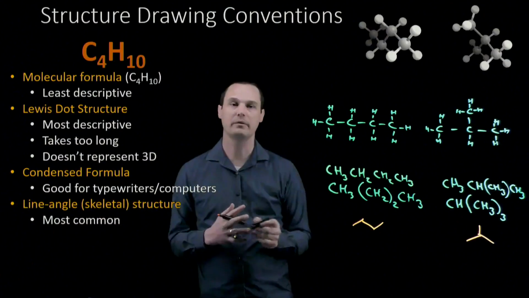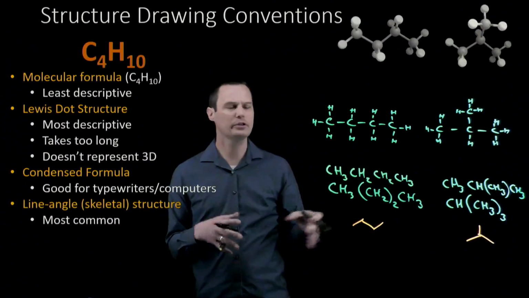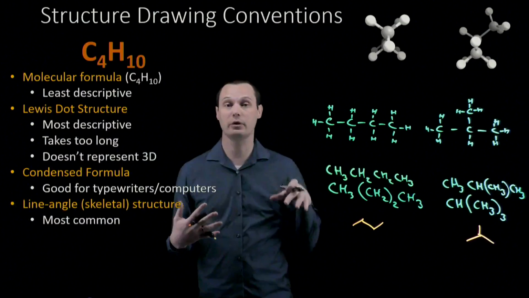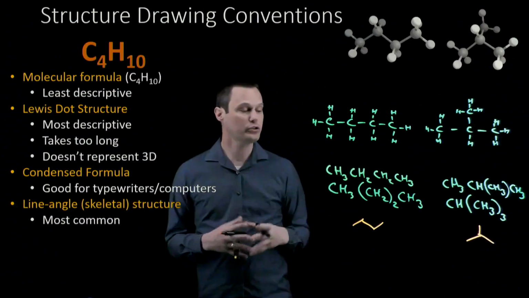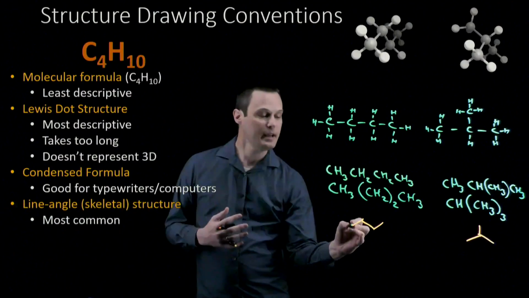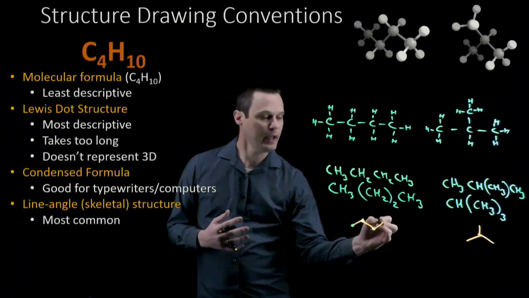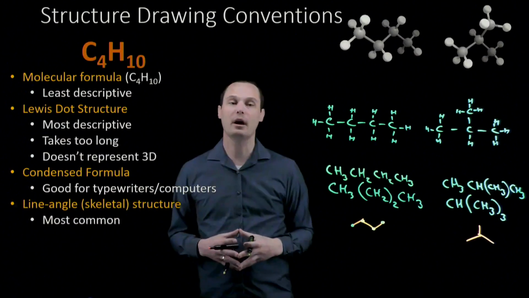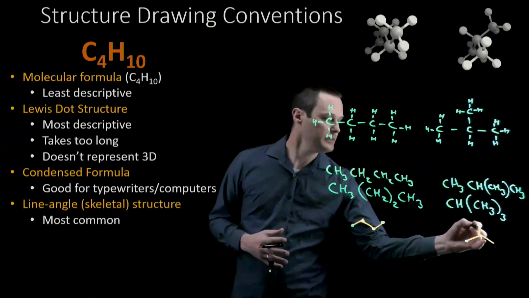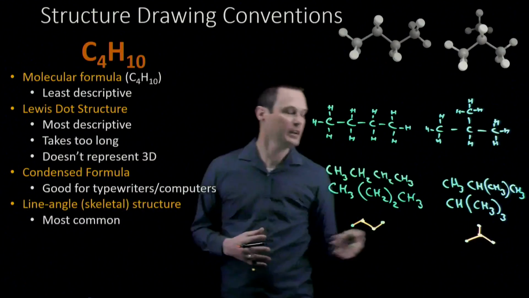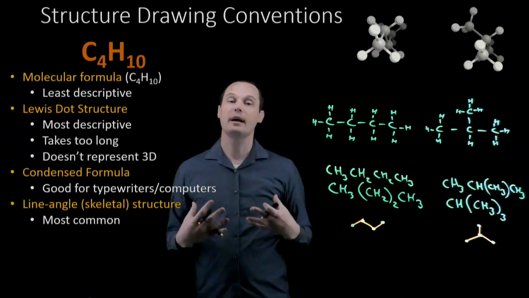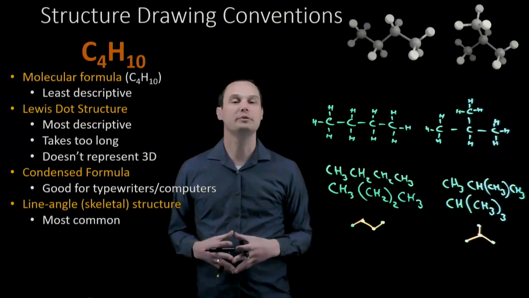So we need to talk about some conventions here. Now, for all of these structure drawing conventions, I have separate videos that go into more detail. You can look at those links below. But for the line angle structure, what we need to recognize is that every vertex and every end of a line segment is assumed to be a carbon atom. So we can look at every end of a line segment. Those are 3 carbon atoms, and the one vertex makes up 4 carbon atoms. Every vertex, every end of a line segment is assumed to be a carbon atom.